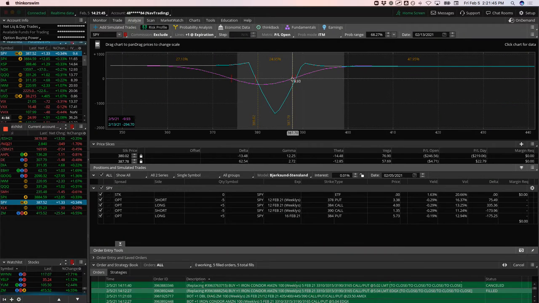Now, price is hanging out right here. Not much P&L. Since we've got this, price has gone up a little bit, so we're near the upper break even. If we do get some continuation of the upside into next week, we'll be able to book a profit there.